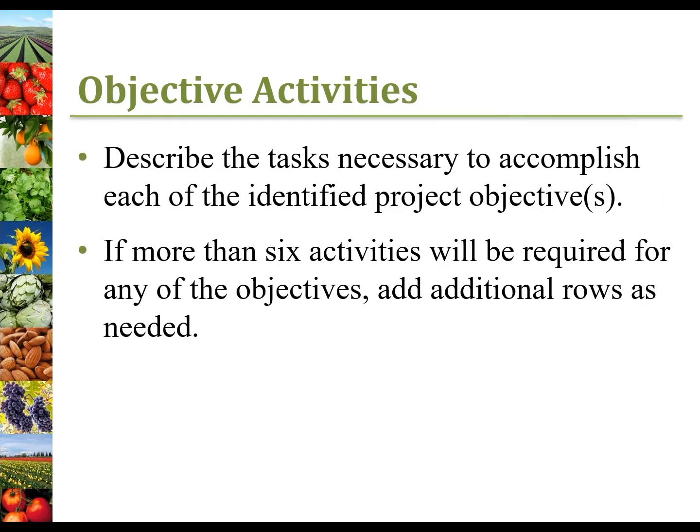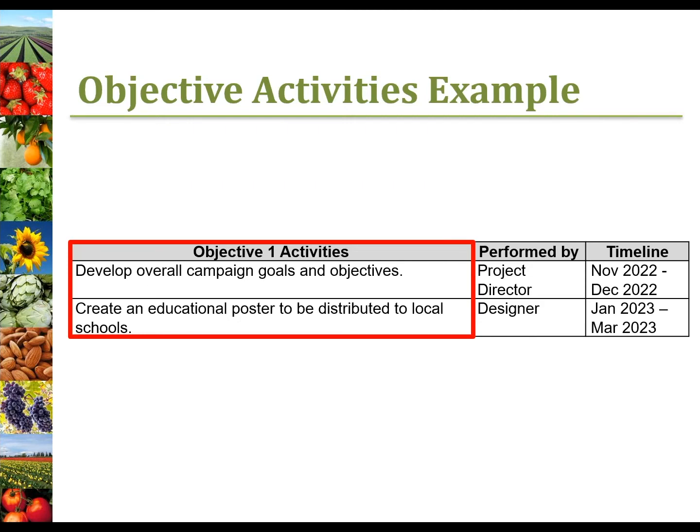Objective activities should describe the tasks that will be necessary to accomplish each of the identified project objective or objectives by listing the activities that will be conducted. The information should be input in the table provided. If more than 6 activities will be required for any objective, additional rows may be added as needed. Please do not change the formatting of this template. Some examples of objective activities could be to develop overall campaign goals and objectives, or create an educational poster to be distributed to local schools.